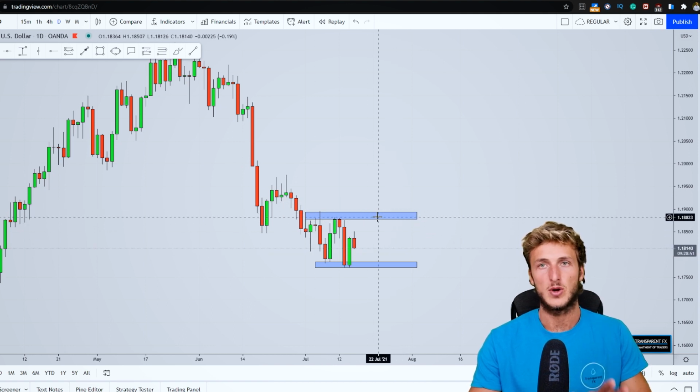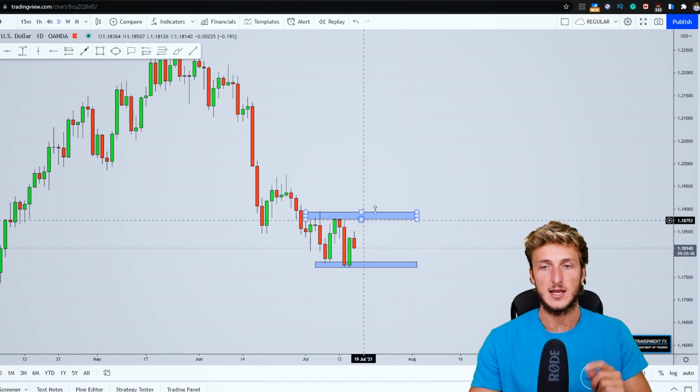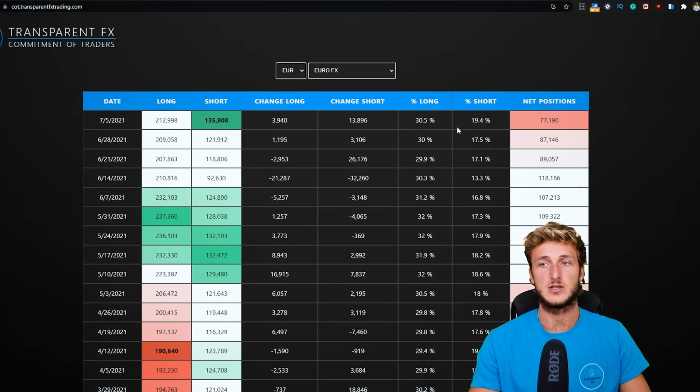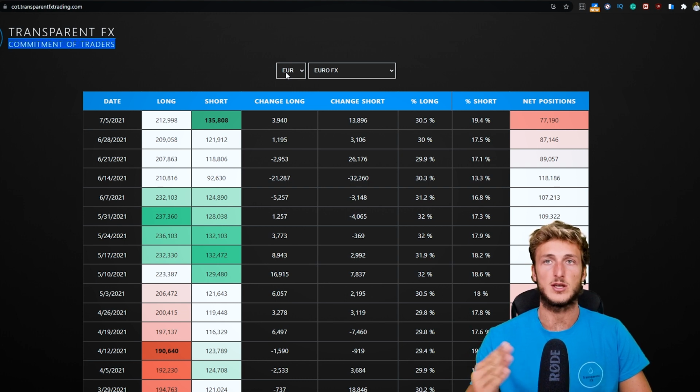Now, before I show you how we have to wait here on the daily for a potential setup, let's first go and see what we have from a COT perspective. So commitment of traders, which is basically what the non-commercials in the market are doing. Now, if we check the COT data for the euro, and keep in mind that if you check the COT data for the euro, you're actually already checking EURUSD because all currencies on the spot are traded against the USD.